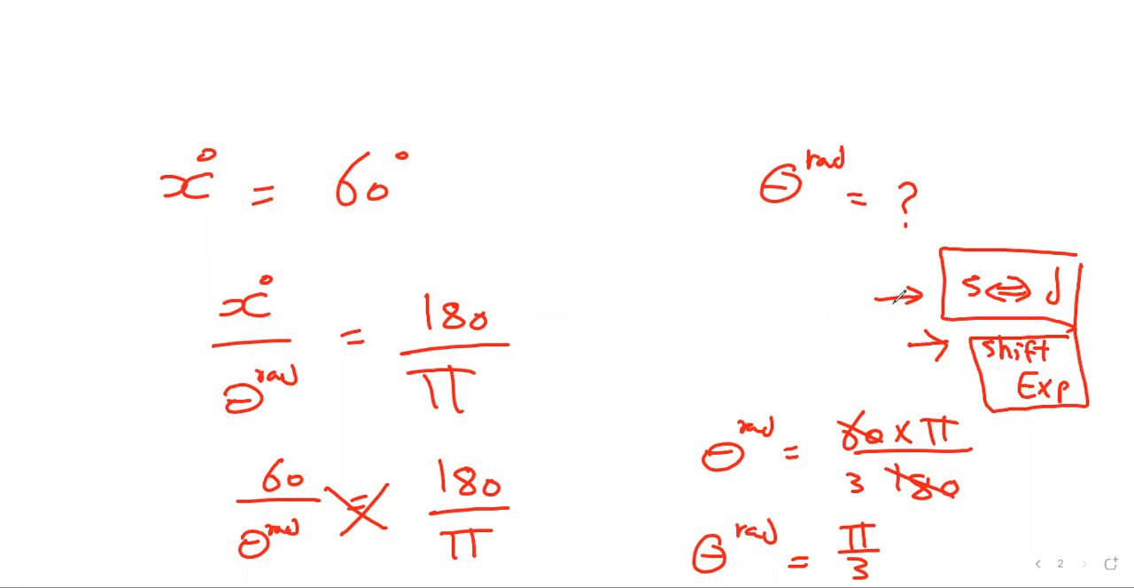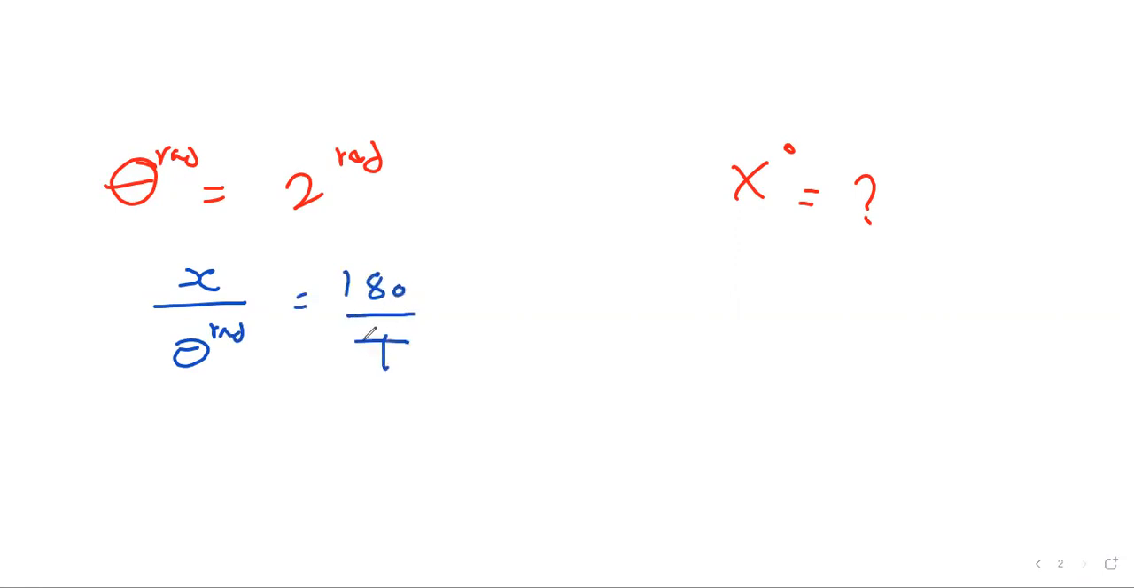1/3 pi equals 1.04 radian. So 60, I want to focus on this relation again. You know 60 degrees equals what, radian? 1.04. Mariam, do you understand? Yes.